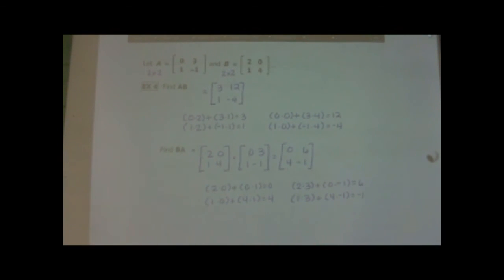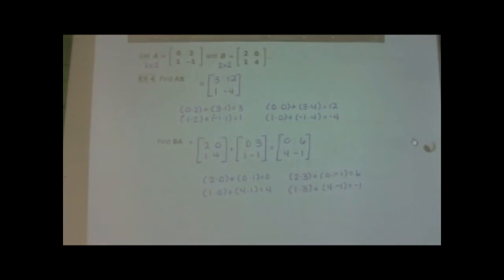Now, the purpose of doing this is so that you can see, if you look, when we did A times B, this is the matrix we got as an answer. When you do B times A, you get a different matrix. It's completely different. So the order that you do them in matters. So when you're multiplying matrices, you always want to make sure you're multiplying them in the order that you're supposed to be multiplying them in, so that you can make sure that you're getting the right answer.